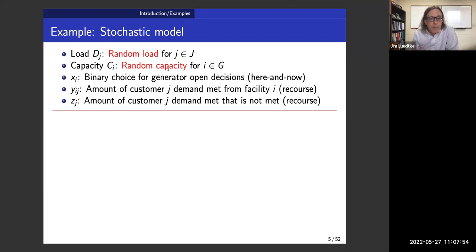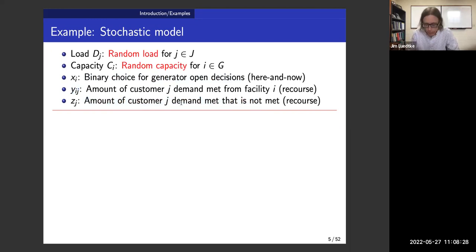We have our same decision variables, except now we're going to categorize that the opening decision, so installing the capacity, those are here and now decisions. We have to choose that once and for all, and it's fixed for our planning horizon. But in terms of how you actually use the installed capacity to meet the demands, that you can wait and see. You can observe what your actual demands are and then do the best you can with that.